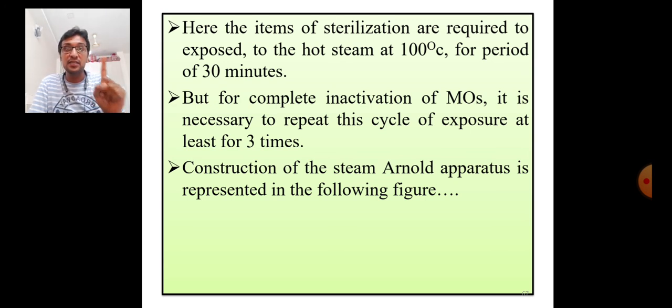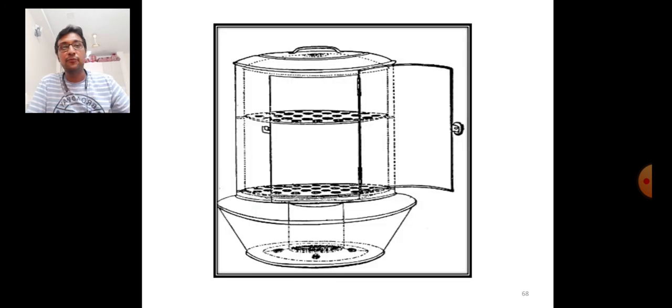आणि अशा तुम्हाला 30 मिनिटाच्या किती सायकल करायच्या आहेत? 3 सायकल. म्हणजे 1.5 तासापर्यंत जर तुम्ही एक्सपोज कराल त्या मटेरियलला, 30 + 30 + 30, try to understand, total 90 minutes means that is 1.5 hour. 1.5 तासासाठी जेव्हा हॉट स्टीमला तुम्ही त्या मटेरियलवर एक्सपोज कराल त्यावेळेस तुम्ही सांगू शकतात now the sterilization is completed. ओके, so student, here is the figure of that steam Arnold apparatus.